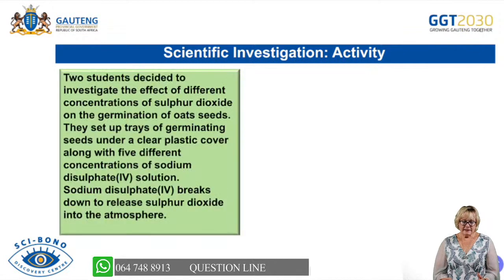Now let's look at an activity on a scientific investigation. Two students decided to investigate the effect of different concentrations of sulfur dioxide on the germination of oat seeds. They set up trays of germinating seeds under a clear plastic cover along with 5 different concentrations of sodium disulfate solution. Sodium disulfate breaks down to release the sulfur dioxide into the atmosphere. All right, so this is what the students did.